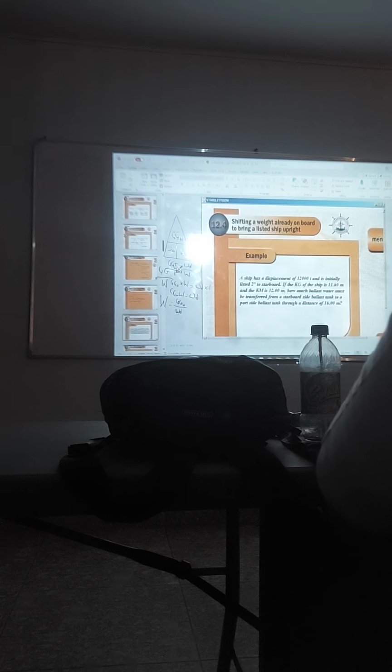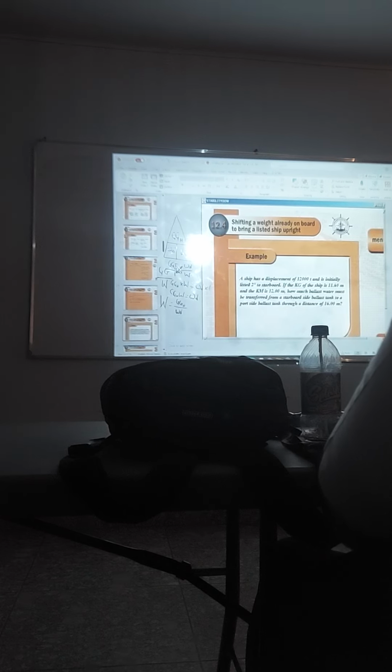The problem is giving you the timetable. If the KG of the ship is 11.60 meters and the KM is 12.00 meters, how much ballast water must be transferred from a starboard side ballast tank to a port side ballast tank through a distance of 16 meters?